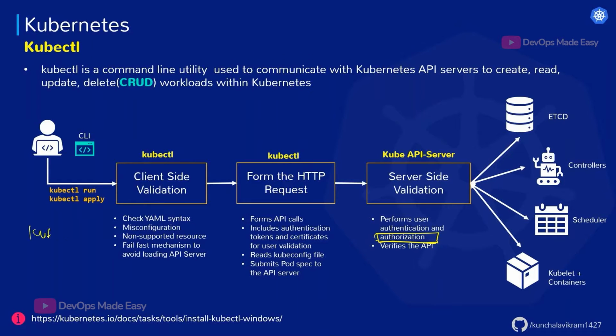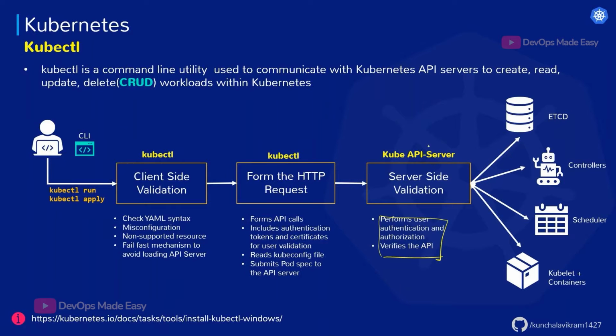Let's assume I issued a command that will delete a pod. Deleting the pod requires special privileges, so your API server will check whether you have the particular authorization or not. That is the second step. Third, it will actually verify the whole API call.